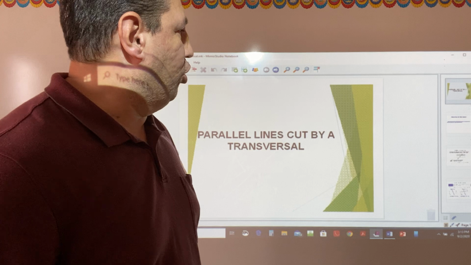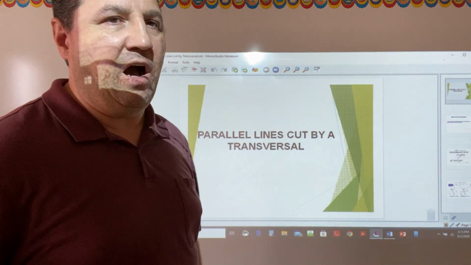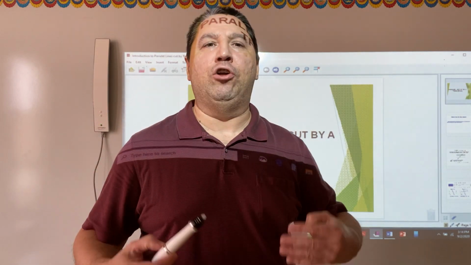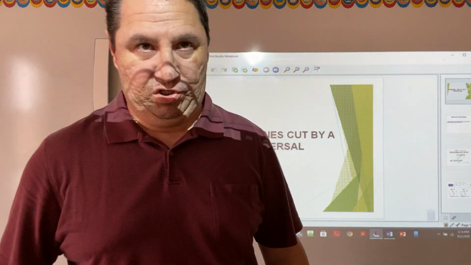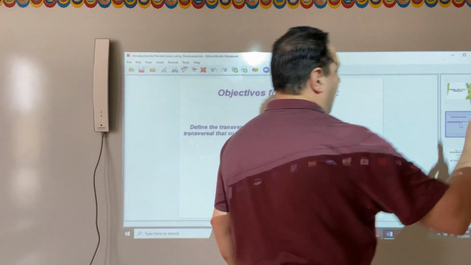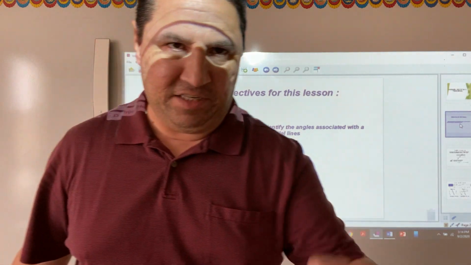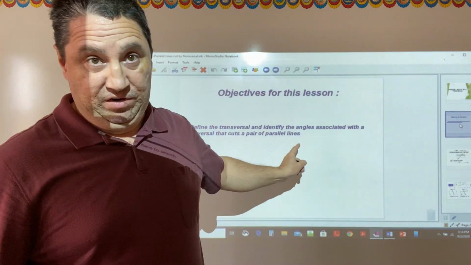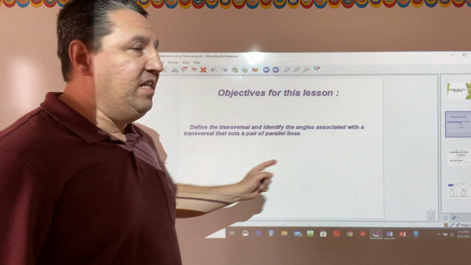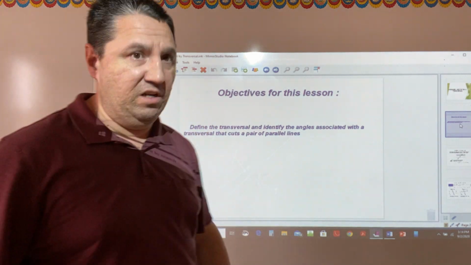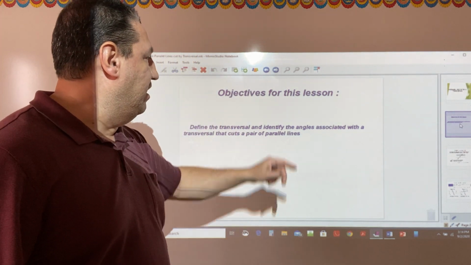Welcome back to our geometry classroom. This time we'll talk about parallel lines cut by a transversal. We introduced some basic notions regarding parallel lines cut by a transversal. For this lesson, our objective is to define the transversal and identify the angles associated with a transversal that cuts a pair of parallel lines.